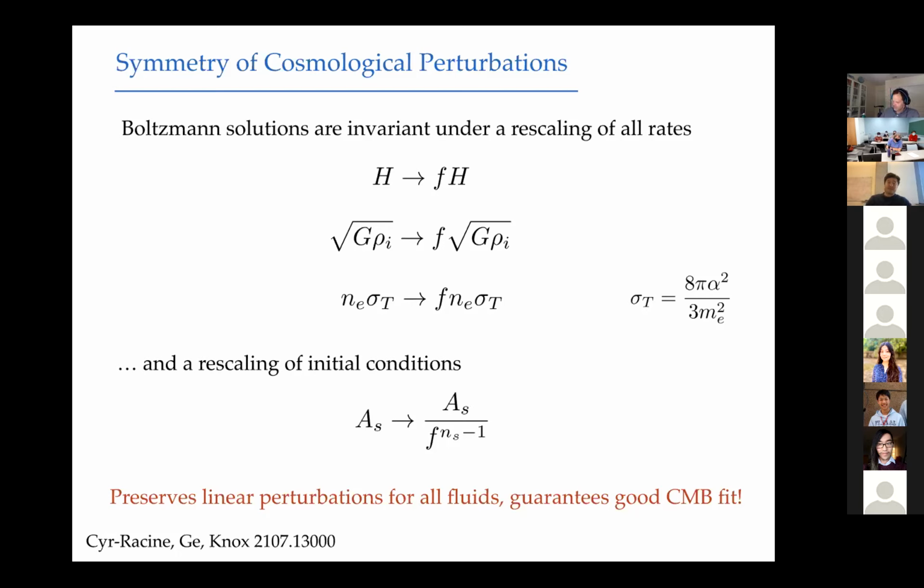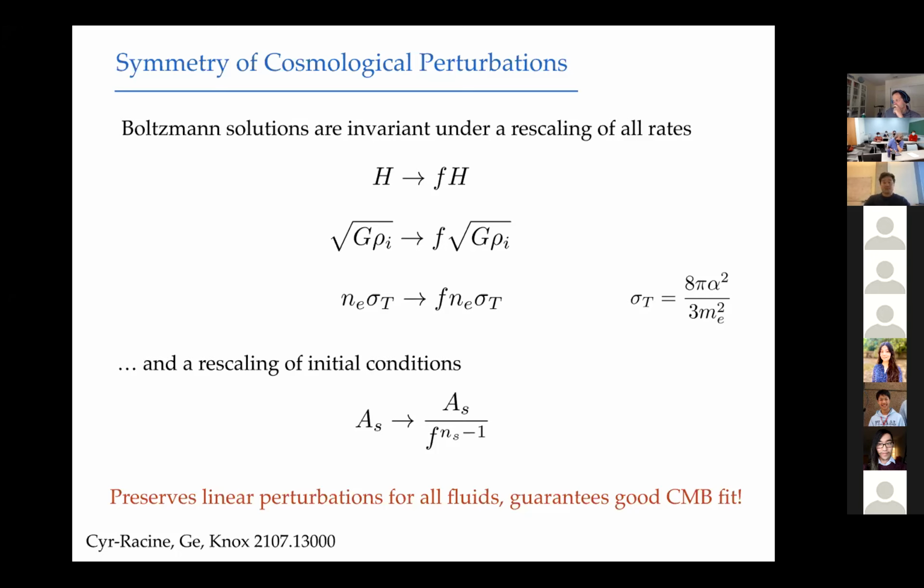And so if you take everything that has the dimensionality of a rate, so Hubble and any quantity that scales as root g rho, or a number density times a cross section, you rescale all of those by an appropriate constant, the same constant. And you also suitably rescale your initial spectrum of primordial perturbations. This will preserve the solutions to your Boltzmann equations at linear order. And that is sufficient to guarantee that you have a good fit to CMB observables.